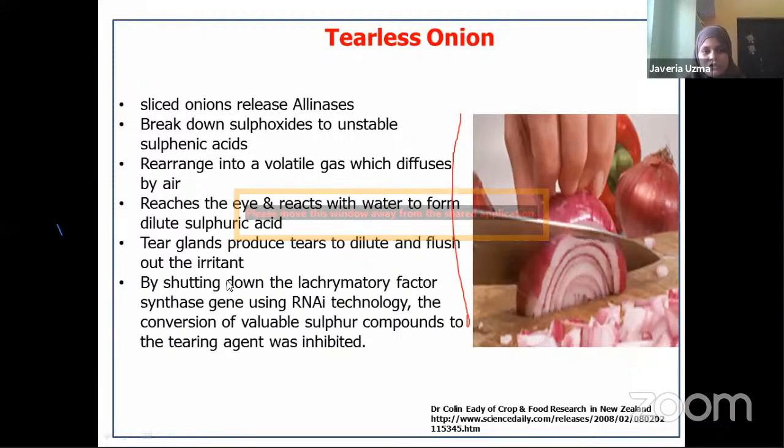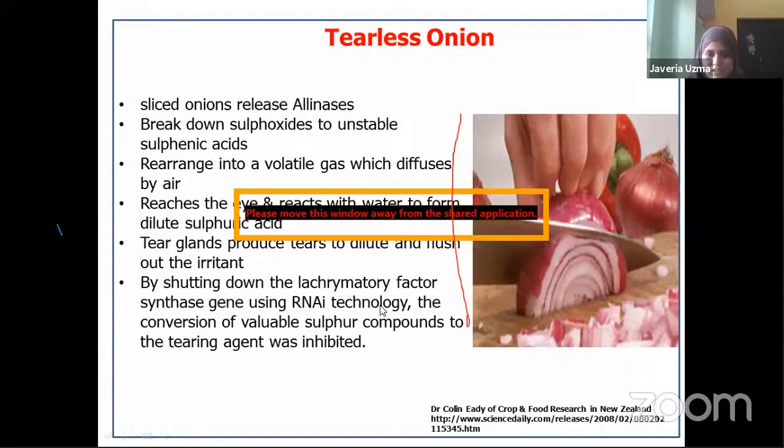So what we will do here using transgenics is we will shut down the lacrimatory factor synthase gene using RNA interference technology. So the conversion of valuable sulfur compounds to tearing agent was inhibited. So in this onion, you use RNA interference technology, means you will interfere with the RNA, same like our antisense RNA technology. RNA interference is also same. You will interfere with RNA synthesis by adding the antisense RNA.